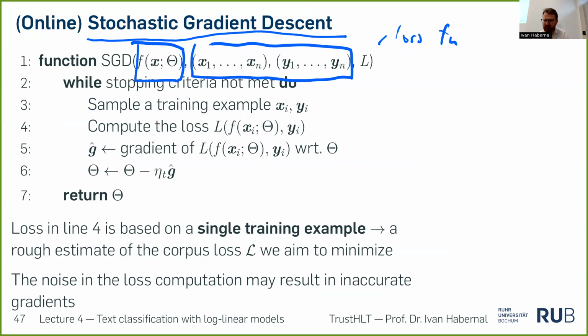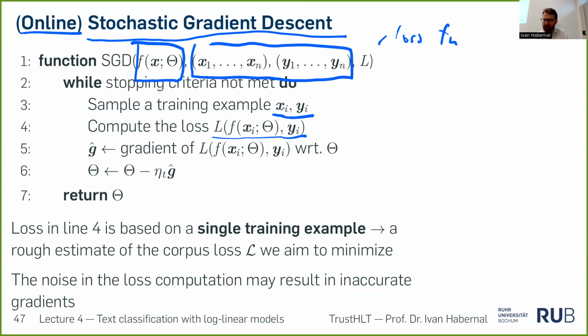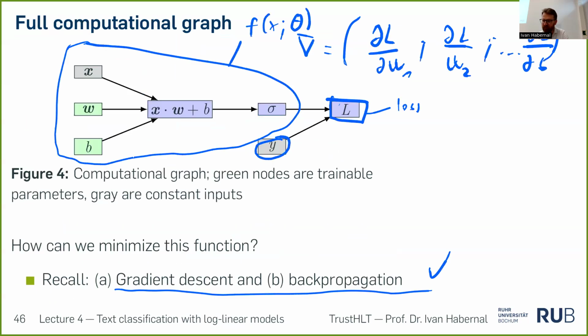So this is what I'm getting, and then I'm taking a single example, which is why it's called online stochastic gradient descent. I take a sample training example, so I just pick one. I compute the loss on this example. What does it mean? I'm going to do the forward pass and compute the value of the loss. And then I'm going to compute the gradient of the loss with respect to all these parameters. Oh yeah, of course, this is the gradient I'm going to compute.